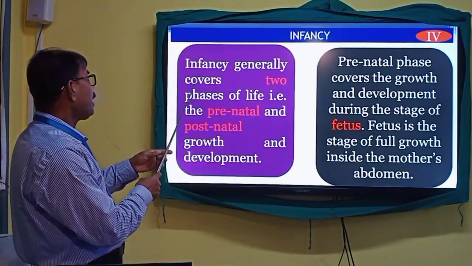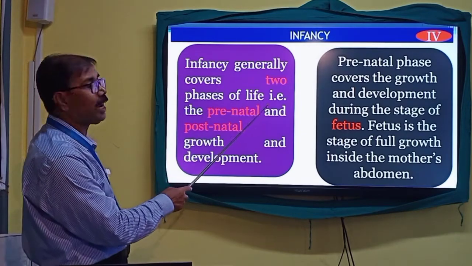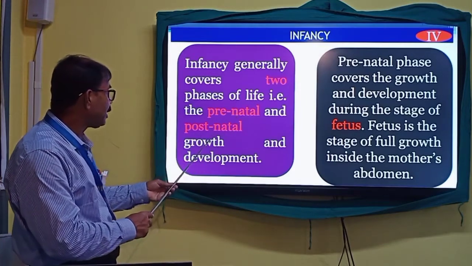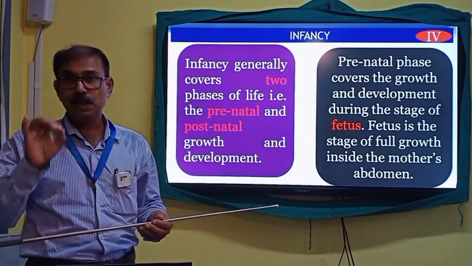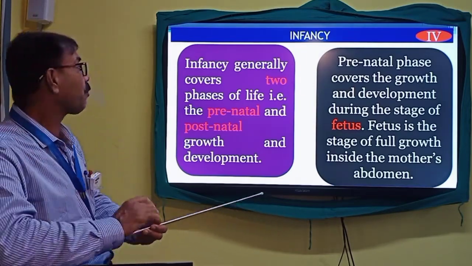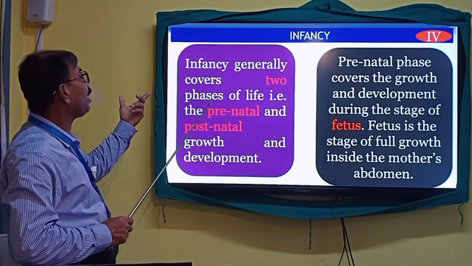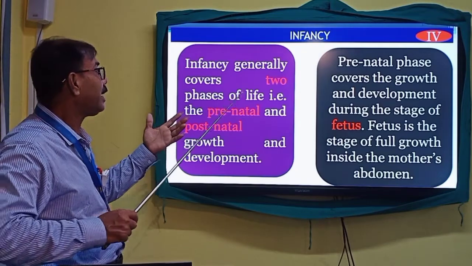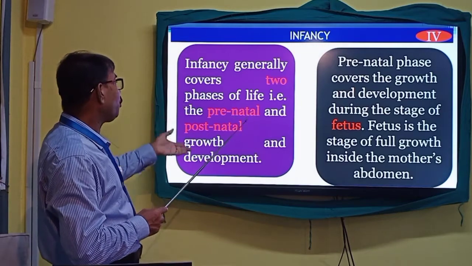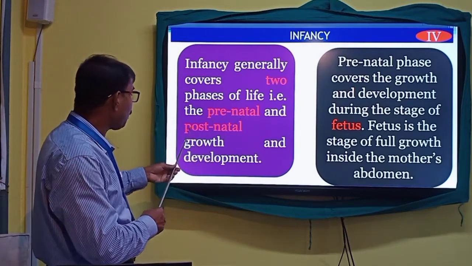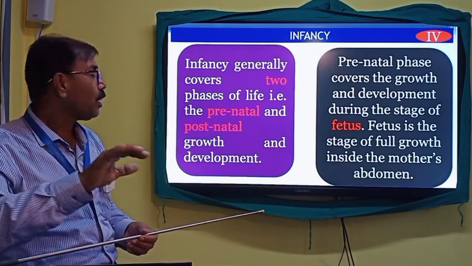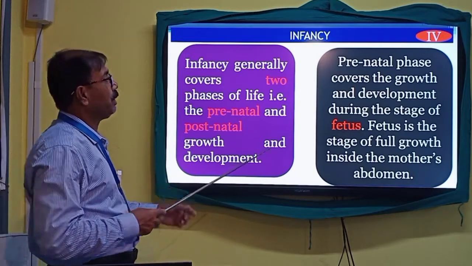Infancy generally covers two phases of life. This is very important: the prenatal and postnatal growth and development. If we consider the significance of infancy, we find that it has been categorized into two phases, the prenatal phase of life and the postnatal phase of life, where we see differences in growth and development.